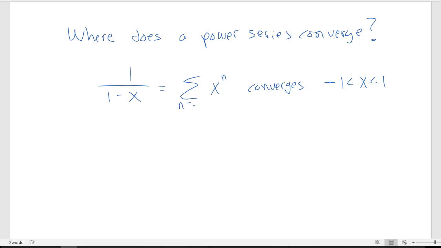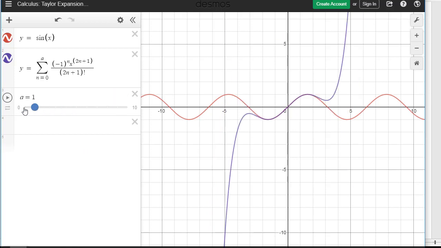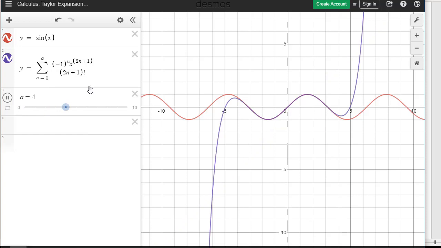Right? But what about the sine series? Let's come back and look at the sine series. Right? Where does it converge? Again, I already kind of wrote down the answer that we saw earlier. Actually, I didn't write it down. I just said it verbally. We saw on the graph it started to converge for all reals. The convergence started at 0 and spread and spread and spread. Right? Let me bring up that graph.